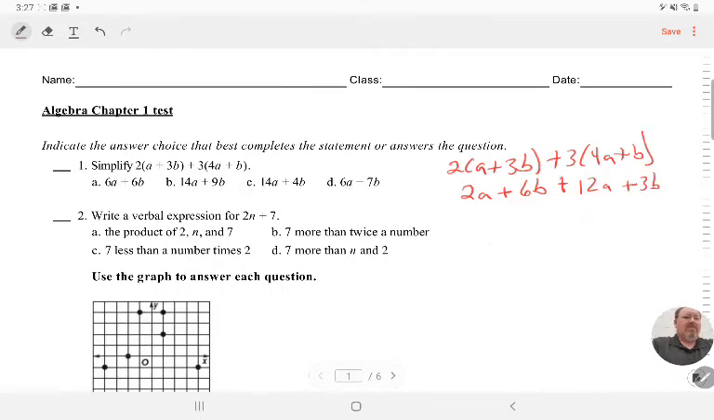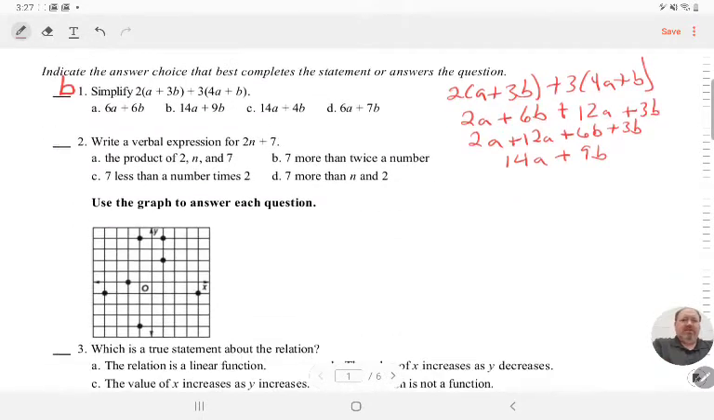Then I could use my commutative property and move things around. 2a plus 12a plus 6b plus 3b. And then these are like terms. The 2a and 12a, same variable, same exponent. So that's 14a plus 6b plus 3b, same variable, 9b. 14a plus 9b is B. Okay?